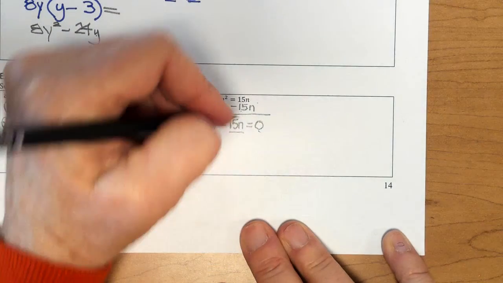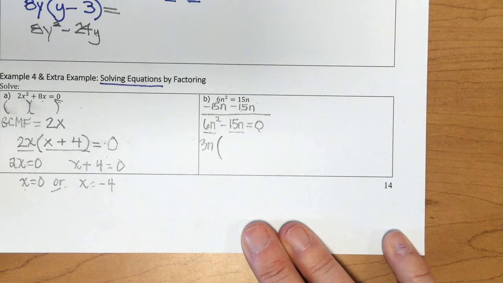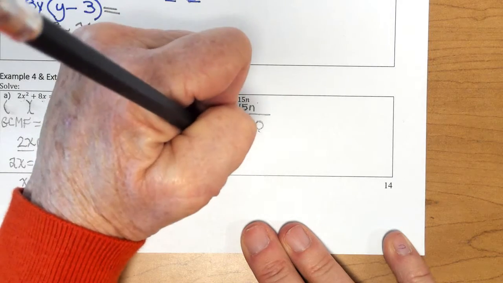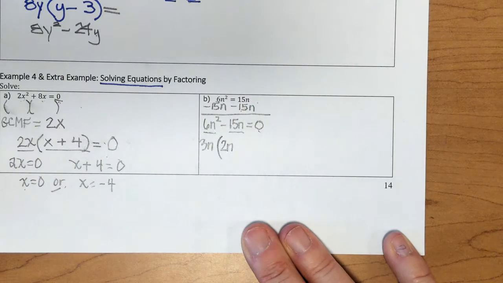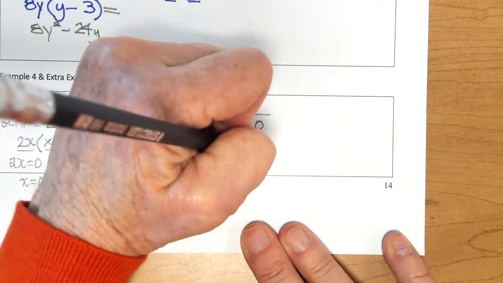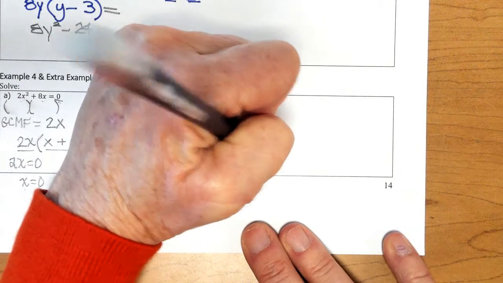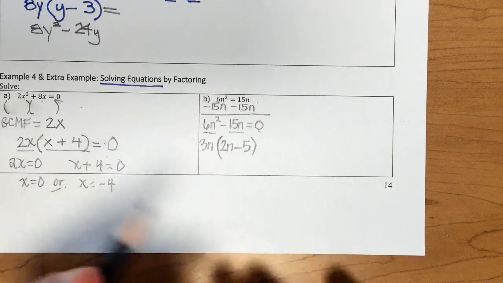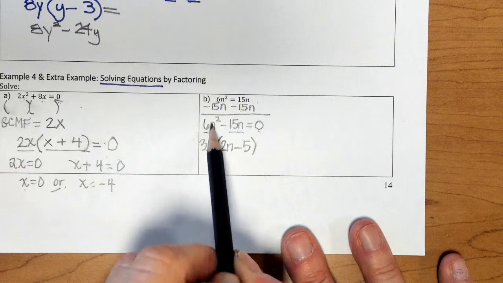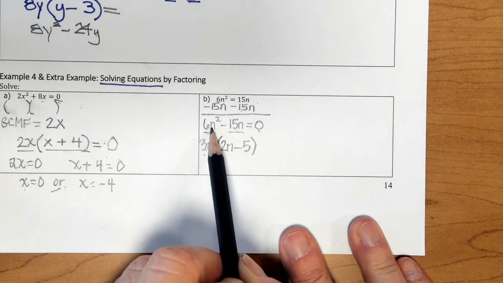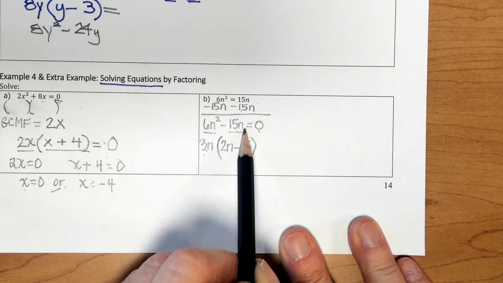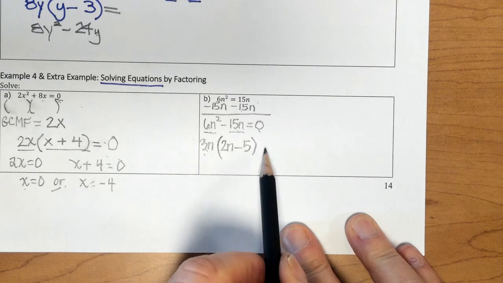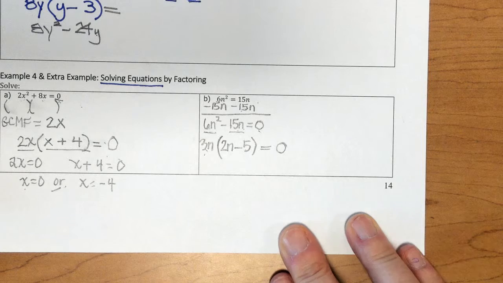So 3n, I'm going to pull it out from each term. So that means I get 2n. And now I'm going to take 3n out of 15n, and what do I get? I get 5. Right? In other words, what I'm doing really is dividing each term by 3n. And this is all equal to 0.